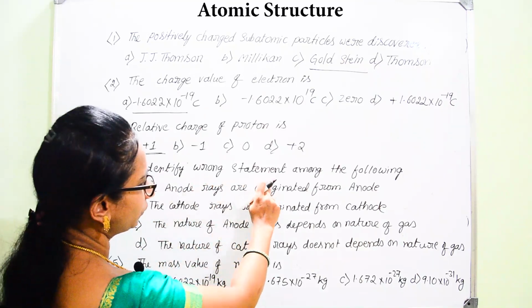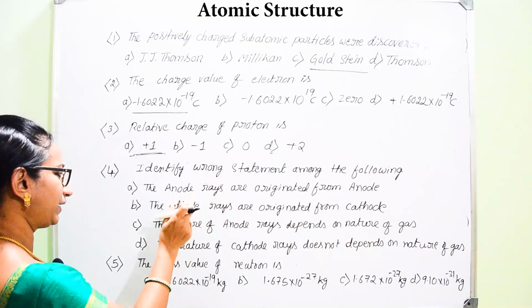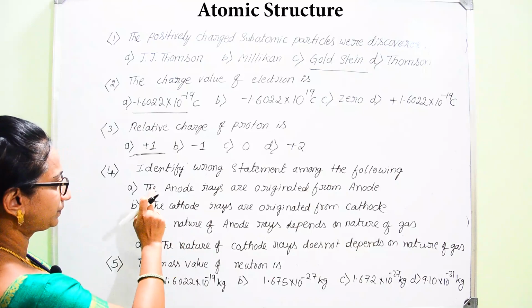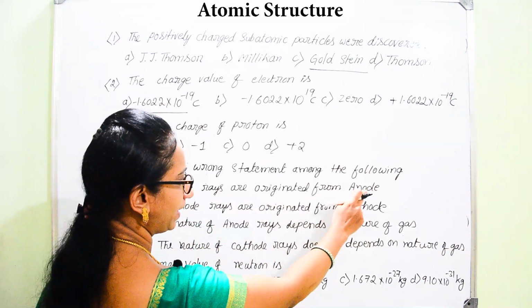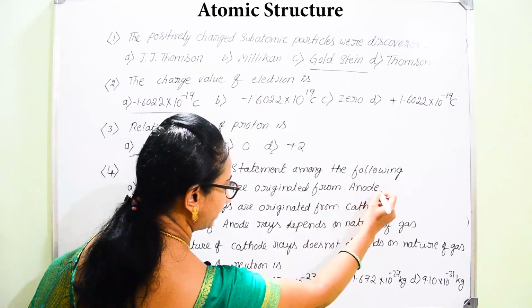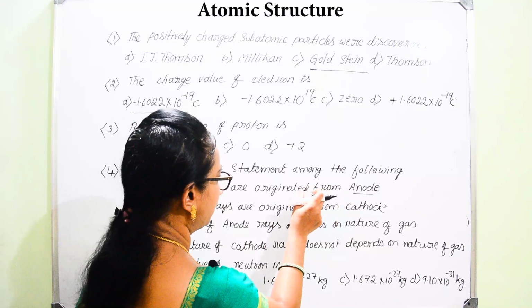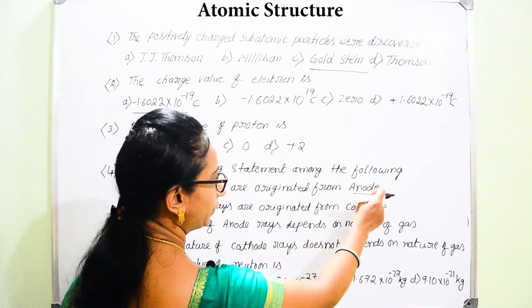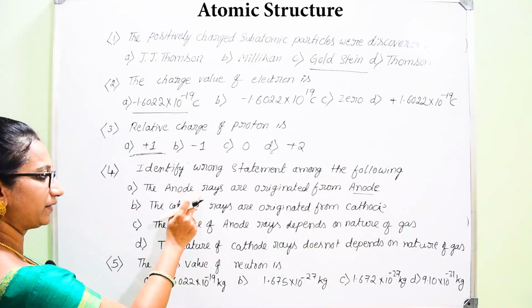Then identify the wrong statement among the following. You should keenly observe whatever sentences they have given one after another. The anode rays originate from the anode. Do you accept they originate from the anode? No, they actually originate from the gaseous molecules themselves due to the removal of the electron. Hence, this first statement is the wrong statement.